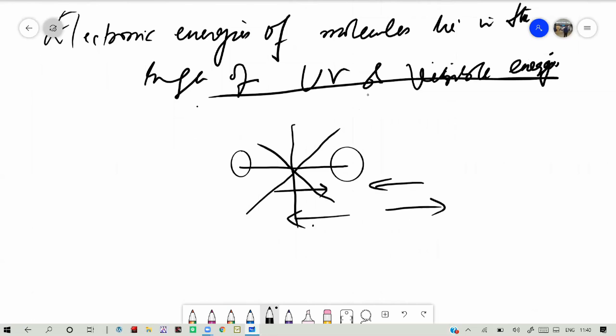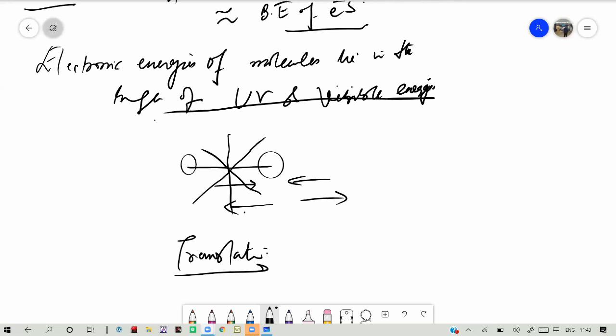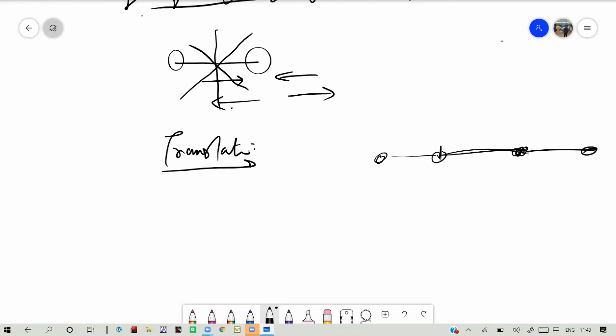Or there is another motion which is called translation. We have a molecule, so it can move from a particular position to another position. It can move from this position to this position. So it is a one directional motion, so it's a translational motion. So we can have different types of motions within a molecule: we can have vibrational, we can have rotational, we can have translational.